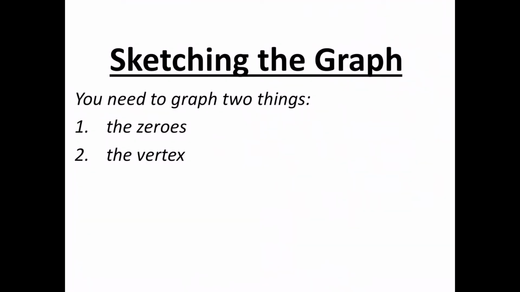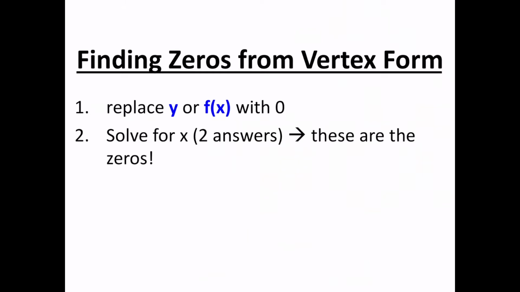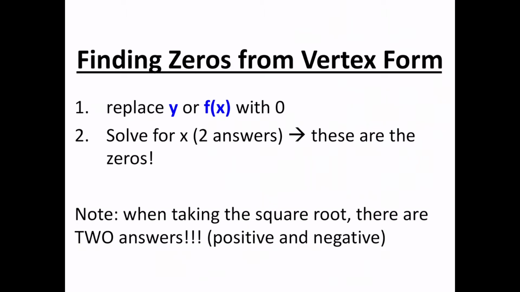Now let's talk about sketching the graph, and you are going to have to sketch a graph for me in your homework. To sketch the graph, you're going to need two things. You're going to need to know the zeros of this parabola and the vertex. To find the zeros, the first step is we replace y, or f of x, with 0. Then we solve for x. There are going to be two answers, and those are going to be the zeros. And then keep in mind, this goes back to the lesson that we did yesterday. When you take the square root, there are always two answers. The square root of 9 is 3 and -3. So that's how we're going to end up with two answers.